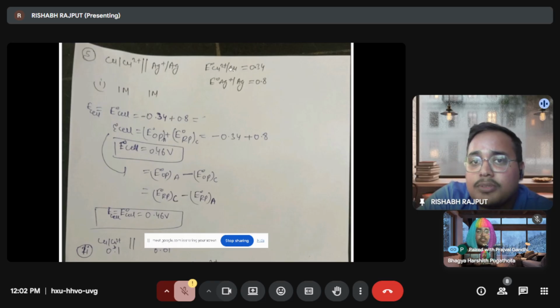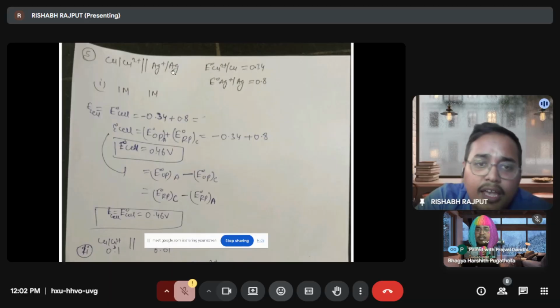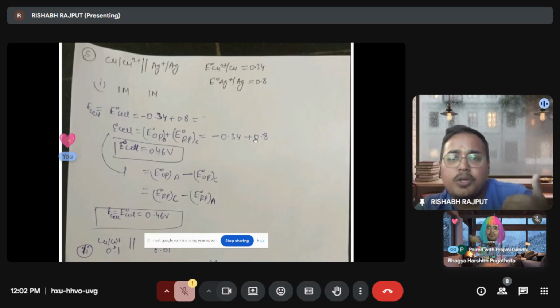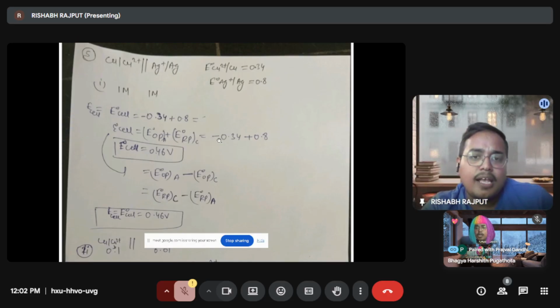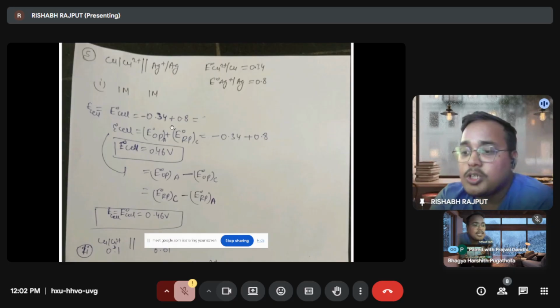Copper 2 positive slash copper is an RP value, but here we want the oxidation potential value, so you have to put a minus sign. Whatever 0.34 is there, put minus 0.34. Ag is a reduction here and is also given as reduction, so don't worry about that. Just put plus 0.8. Minus 0.34 plus 0.8 gives 0.46. That is the E naught cell value for the full cell.